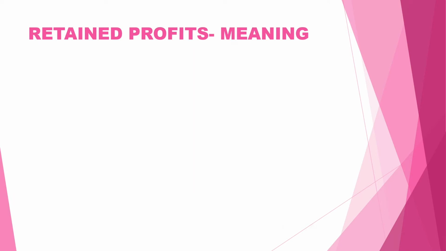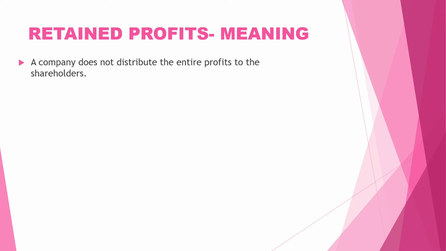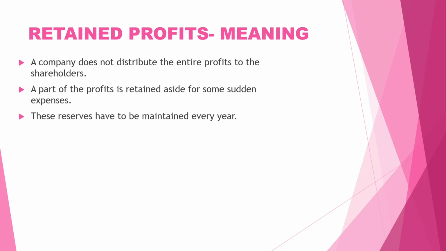Let us now understand the meaning of retained profits. A company does not distribute the entire profits to the shareholders. A part of the profits is retained aside for some sudden expenses. These expenses might be in the current year or for some future expenses. These reserves have to be maintained every year. According to the Companies Act, these reserves have to be maintained as per the rules given in it.